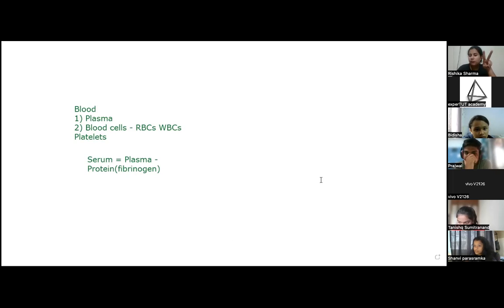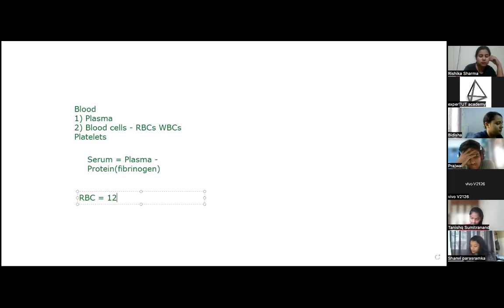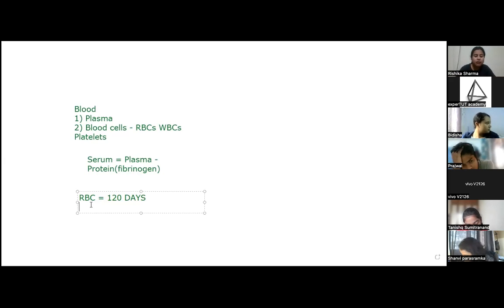And what is the graveyard of RBCs? Okay, first, tell me the lifespan of RBCs. RBC has a lifespan of 120 days. So after 120 days, the RBCs are destroyed and they move to the graveyard, and the graveyard of RBC is the spleen. There is an organ called spleen in your body.